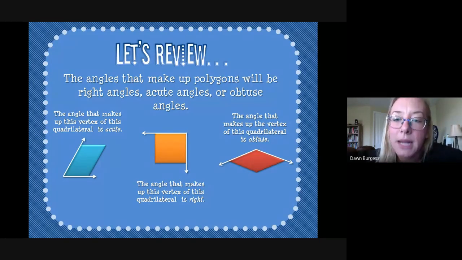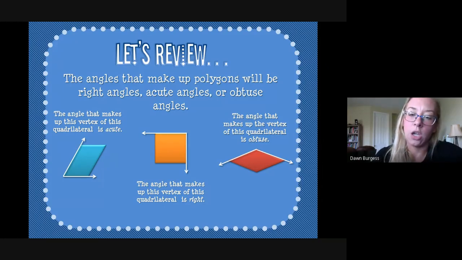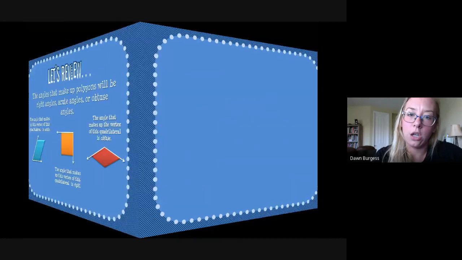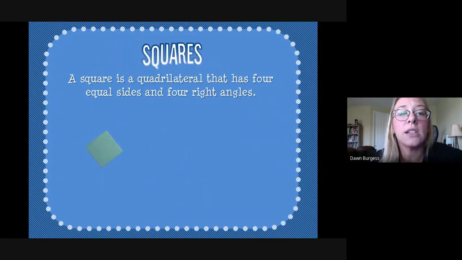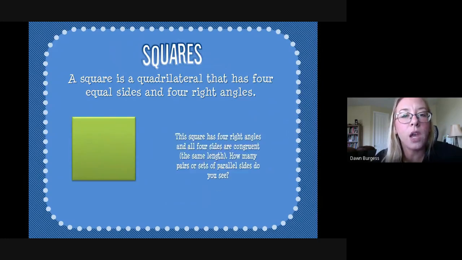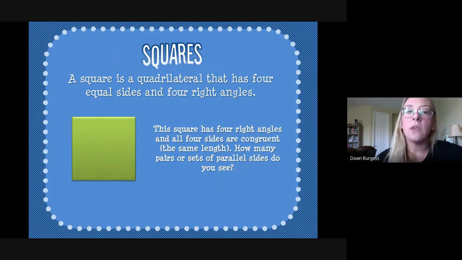The angle that makes up the vertex of this quadrilateral, the red shape, is obtuse. Okay, so your rhombus there is obtuse. Because it's bigger. That's right, because it's bigger than 90 degrees. Good job, Evan. Okay, so now I'm going to go through each of the quadrilaterals with you, and I'm going to talk to you about how we classify them. So how do we talk about them?